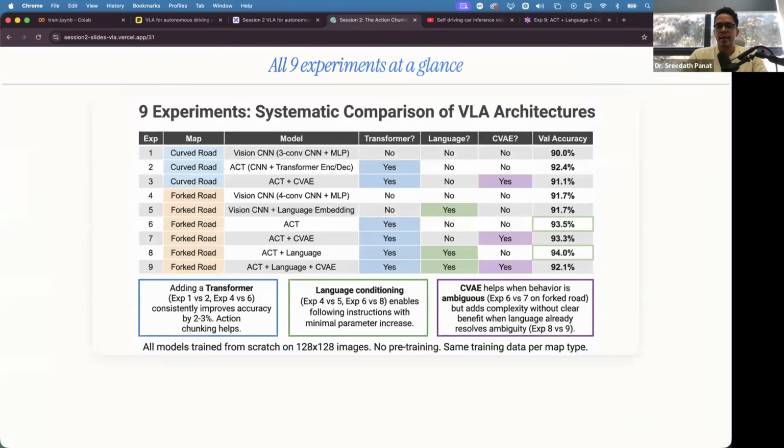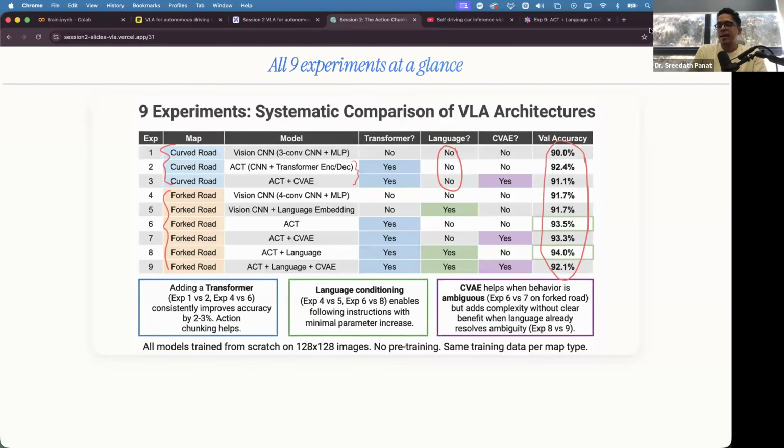So this is the table where I conducted 9 experiments. In 3 experiments, I had curved road. In 6 experiments, I had forked road. In curved road, there was no language intent because there is only one way in which you drive. But in curved road, 2 of them had action chunking transformer without language, in which one of them had conditional variational autoencoder, the other one did not have. The accuracy in all these cases from my experiments was in general between 89% and 94%.